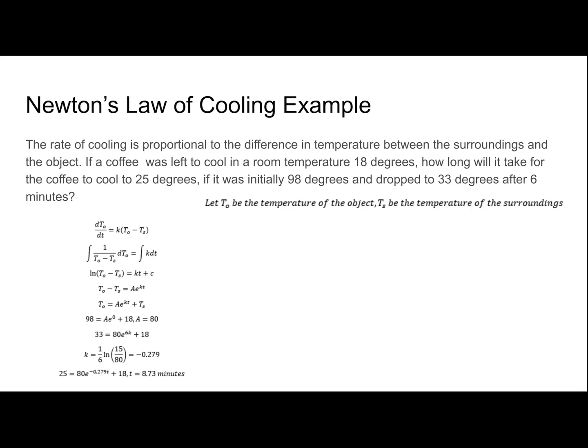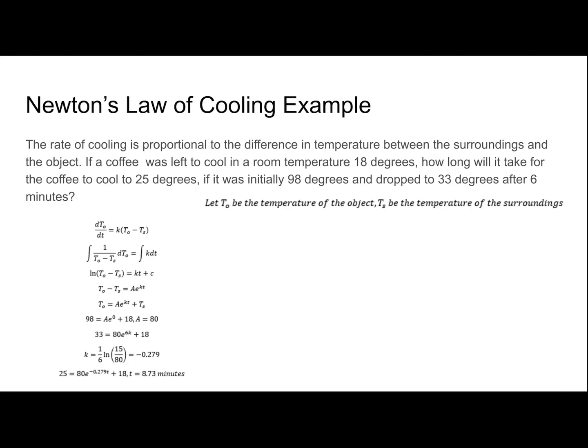If we separate our variables, we'll get the integral of 1 over T_O minus T_S with respect to T_O equals the integral of k with respect to t. So we should get that ln of T_O minus T_S equals kt plus c, and therefore T_O minus T_S equals A e to the power of kt. And if we rearrange to make T_O, the temperature of the object, the subject, we should get A e to the kt plus T_S.